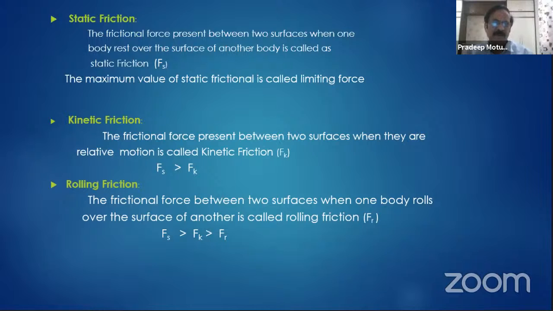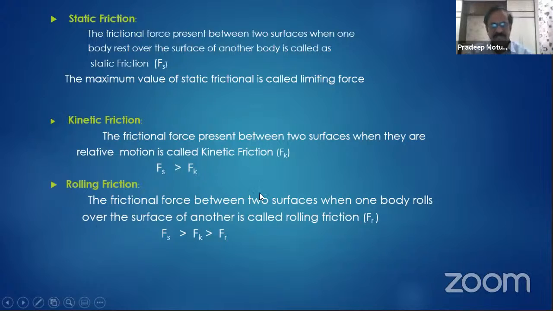Whenever the body is moving on the other surface, the friction between these two surfaces gives the kinetic friction. That is why it is between two surfaces when they are in relative motion. Very important, relative motion. When one body is sliding on the other body, there is a friction that is called kinetic friction. Compared to these two, Fs is greater than Fk. That is, static friction is greater than kinetic friction.